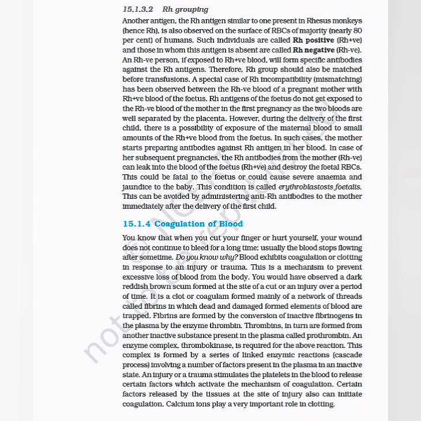You would have observed a dark reddish brown scum formed at the site of a cut or an injury over a period of time. It is a clot or coagulum formed mainly of a network of threads called fibrin, in which dead and damaged formed elements of blood are trapped. Fibrin is formed by the conversion of inactive fibrinogen in the plasma by the enzyme thrombin. Thrombin in turn is formed from another inactive substance present in the plasma called prothrombin. An enzyme complex, thrombokinase, is required for the above reaction. This complex is formed by a series of linked enzyme reaction cascade process involving a number of factors present in the plasma in an inactive state.